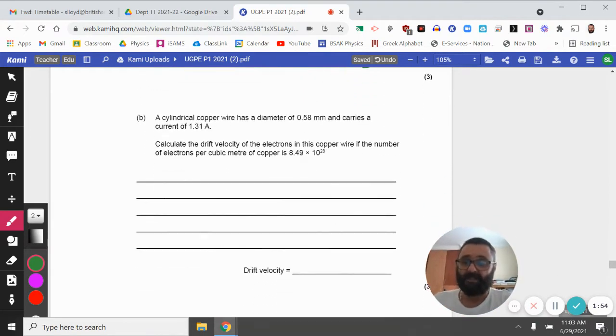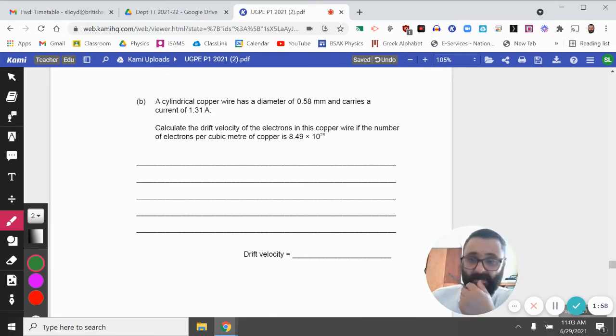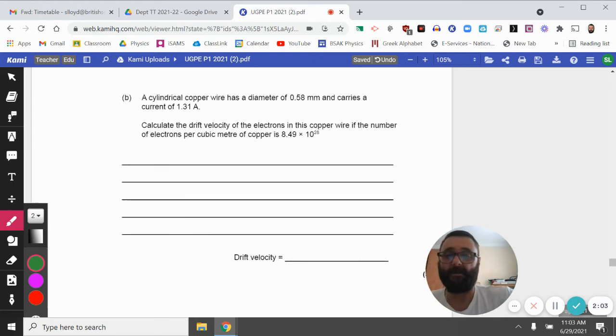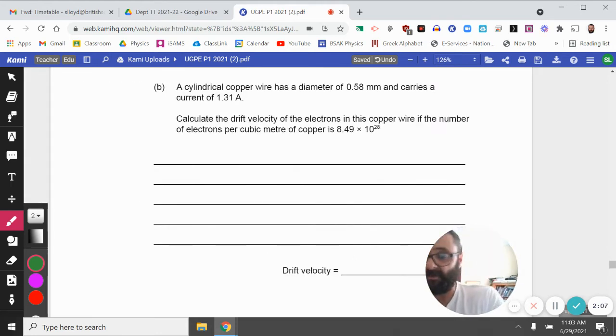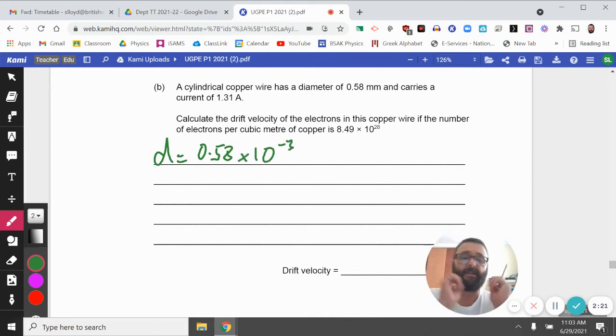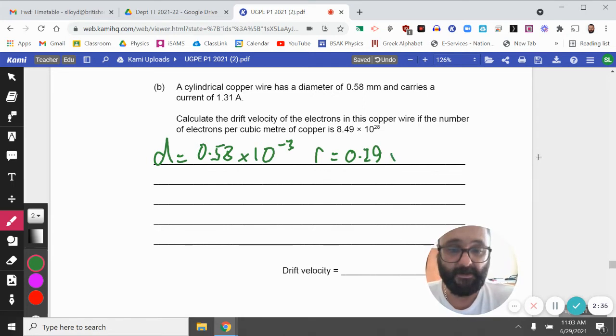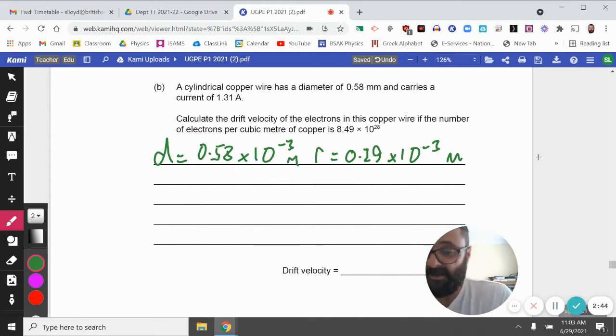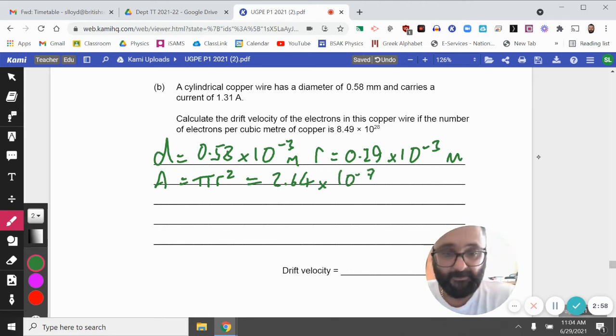Okay? Right, the cylindrical copper wire has a diameter of 0.58 and carries a current of that. We've got the number of electrons per cubic meter, so that's our n value. We've got the diameter, so we're going to use the transport equation, which is given to us at the start of the question, which is nice. The diameter is 0.58 times 10 to the minus 3. I'm going to leave it like that because my calculator does not care. What's the radius though? The radius is half of that, which is 0.29 times 10 to the minus 3 meters. Cross-sectional area is still pi r squared, and that comes out as 2.64 times 10 to the minus 7 meters squared.